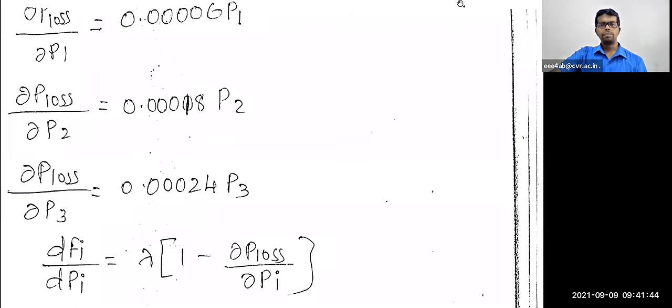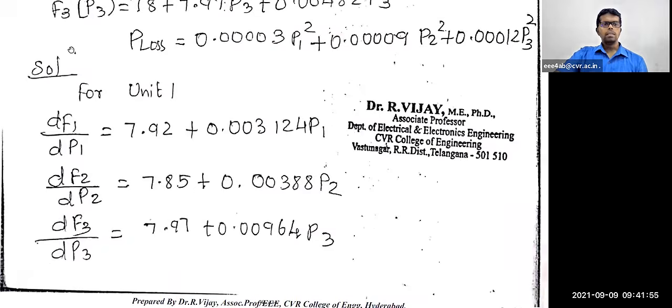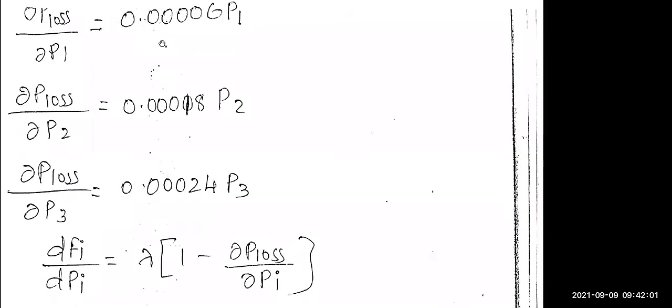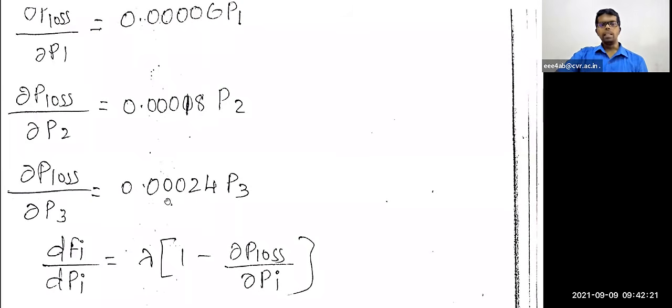So we are differentiating this, that is ∂P_loss divided by ∂P1. While differentiating, you will get the answer like this. Next, similarly, we are differentiating ∂P_loss with respect to ∂P2. There also we are getting 0.001 P2, and ∂P_loss divided by ∂P3 is 0.00024 P3.